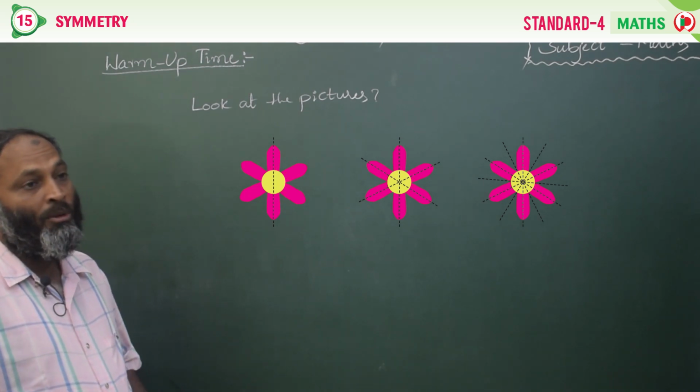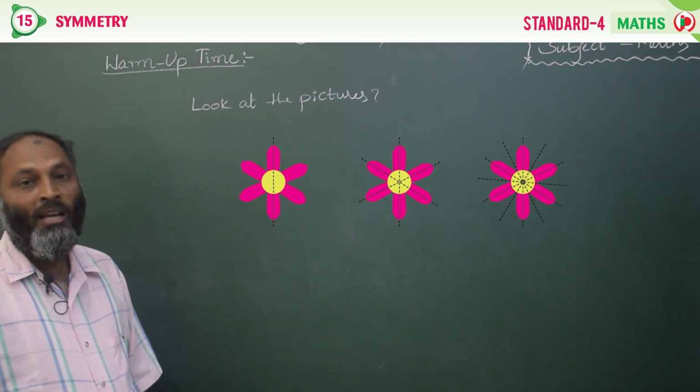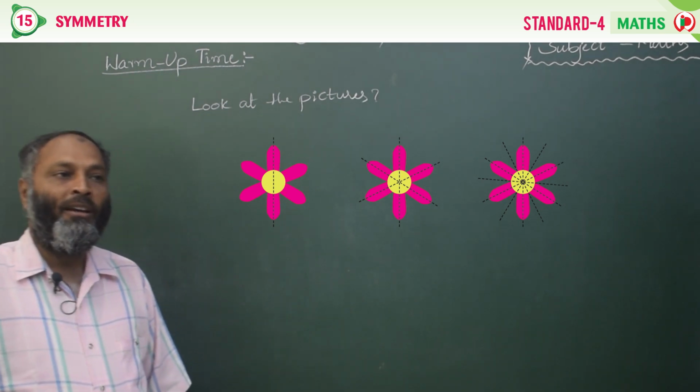Okay. So this is about lines of symmetry, identical shapes and symmetry. Okay students.